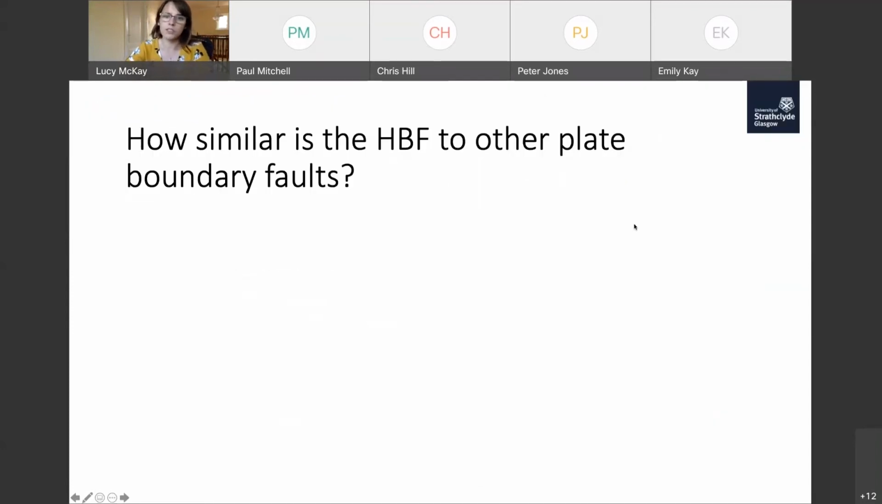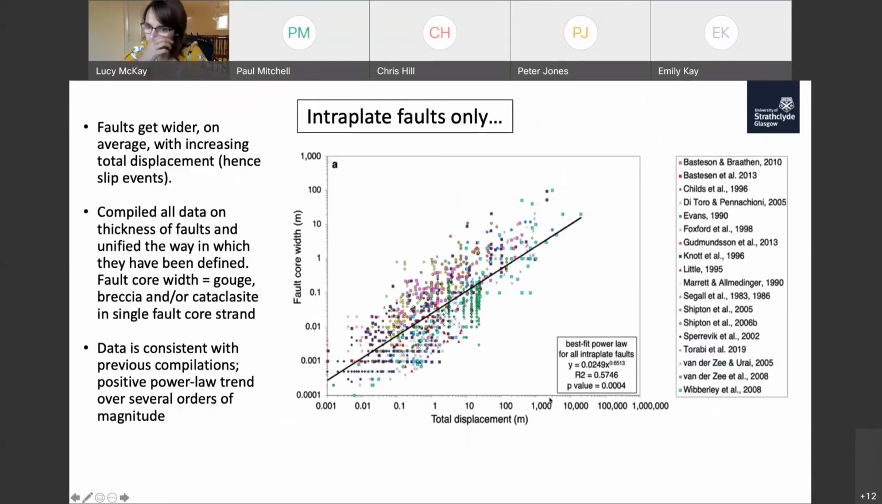So the last question remains, well, why does this matter? How similar is this Highland Boundary Fault to other plate boundary faults we see? So if you can remember back to the very beginning of the talk, I said that faults get wider on average with increasing displacement, and it represents a growth trend.